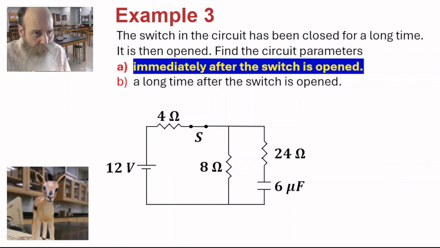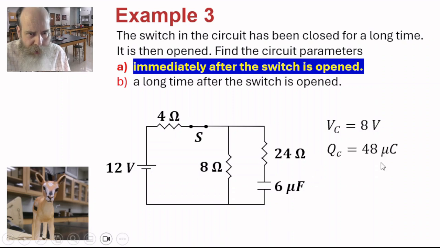Let's first look at the case immediately after the switch is opened. So, a long time after the switch was closed, as we saw in example 3, VC was 8 volts and QC was 48 microcoulombs. And the top terminal of the capacitor was positive because it was connected to the positive terminal of the battery, and the bottom terminal was negative because it was connected to the negative terminal of the battery.